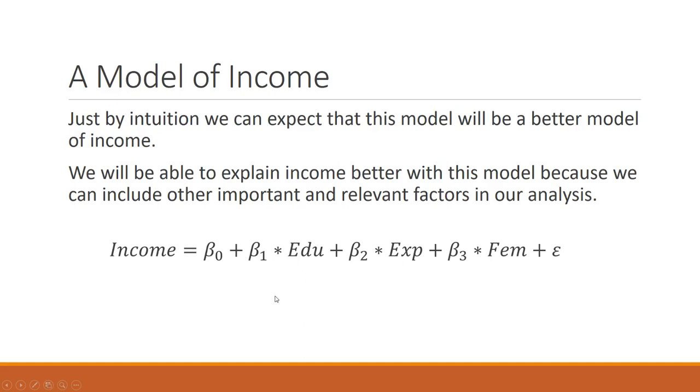All right. Now, just by intuition, we can expect that this model would be a better model of income. Because just by intuition, we can say, well, certainly there are other things that affect income other than education. And now we are including some of those other variables. We are including other potentially important, potentially relevant factors in our analysis when we do a multivariate regression model. And so a multivariate regression model that includes important and relevant factors will probably do a better job of explaining income. It will probably give us a better model for potentially predicting incomes, for example. Because it represents a more thorough or more complete function for income.